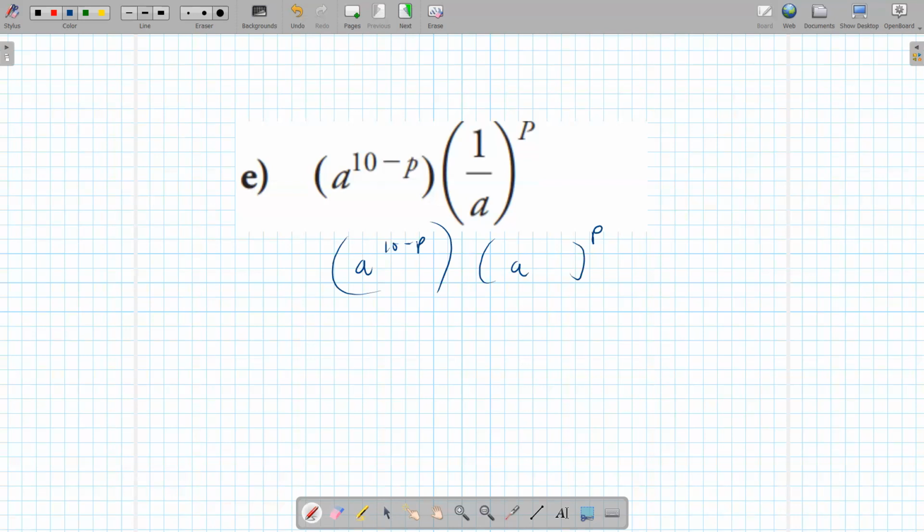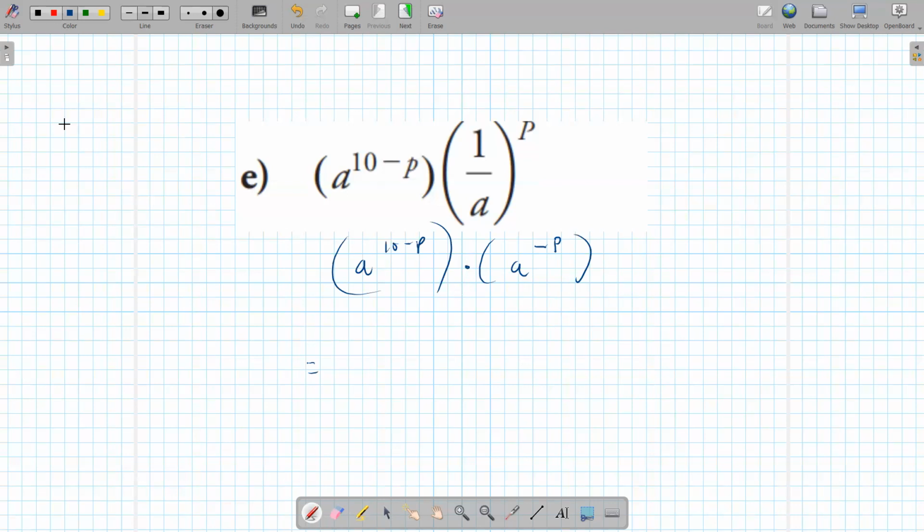What's 1 over a in terms of a to the power of something? A to the power of -1. Right, that's it. So you have a to the power -1. What's -1 times p? It's a to the power negative p, right? If you open this bracket, you'll get a to the power negative p. Now what do we do?